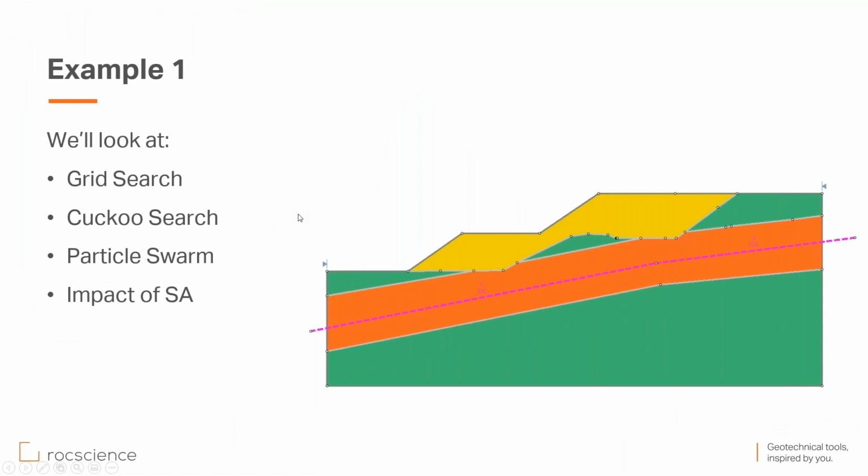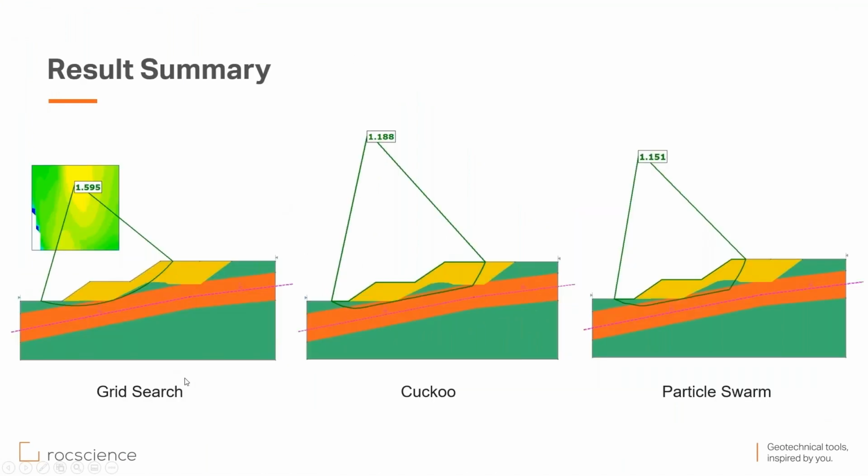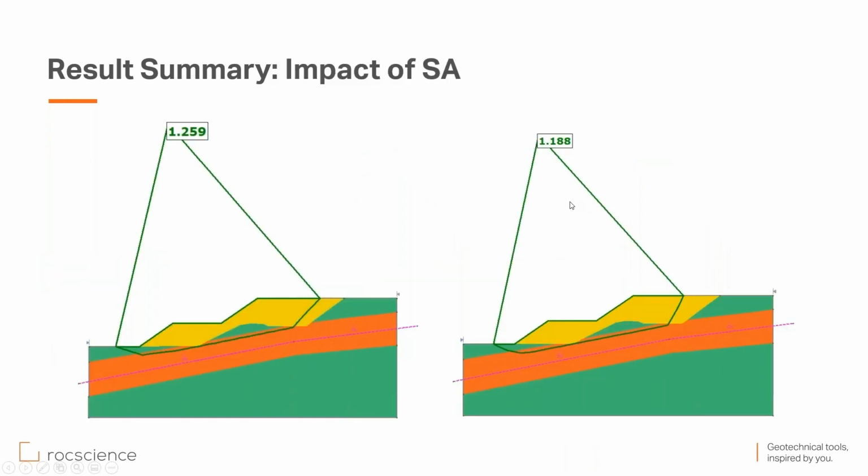Okay, so back to the presentation. This is just a summary of the results we saw. So grid search was around 1.6. The non-circular ones were much smaller, 1.19, 1.15. The difference in surface altering, which we just talked about, you can see that there's very little difference in the surface, but it's been optimized to bring the factor of safety down.